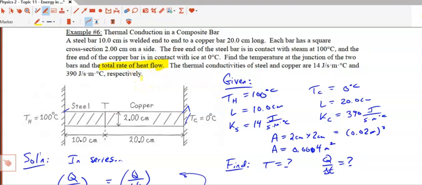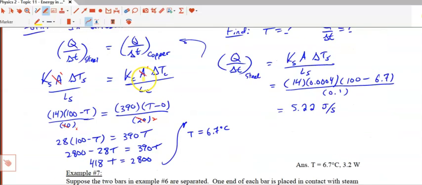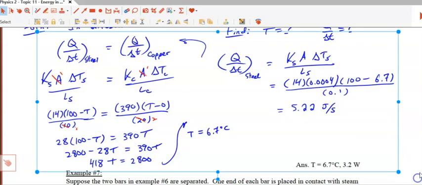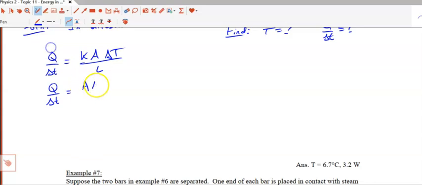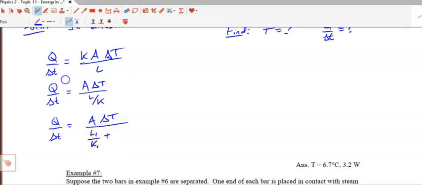So we use something that is from people who insulate their homes. It's called the R value. I'm just going to erase something here to show you a different way of solving this. We know that Q over delta T is K A delta T all over L. But you could rewrite it as A delta T and then L over K. And if you have many layers, you could write it as Q over delta T equals A delta T and then L1 over K1 and L2 over K2 and continuing on.